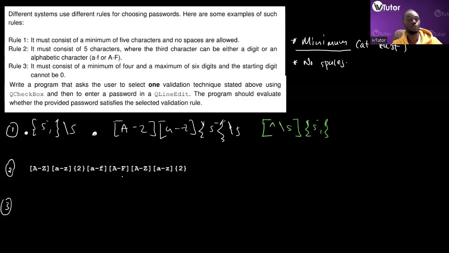Rule number 2, it must consist of 5 characters. So whatever you do, we want 5 characters, okay? But the third one must be a digit or between A to F. So what you've done here is you went, the first two can be lowercase a to z. The third, however, must be A to F. So you've gone, the third must be A to F. The fourth must be uppercase A to F. The fifth must be uppercase A to Z. And the sixth to the seventh must be lowercase a to z.